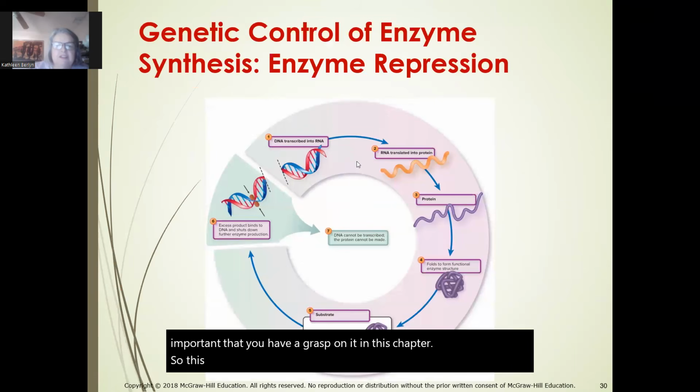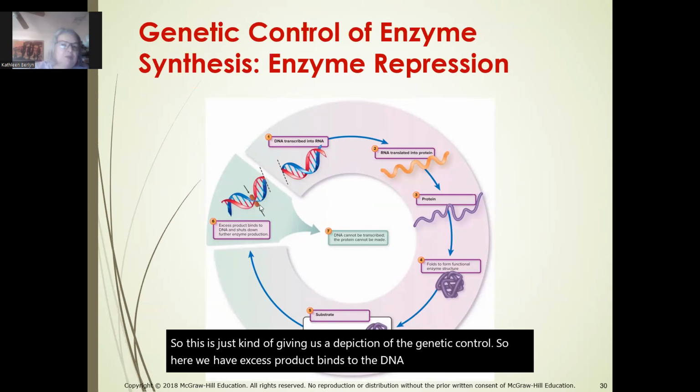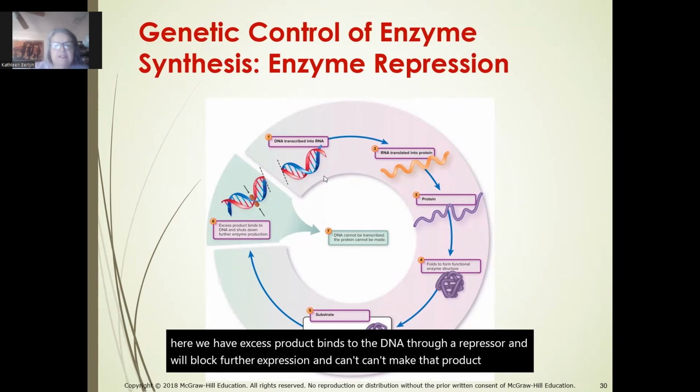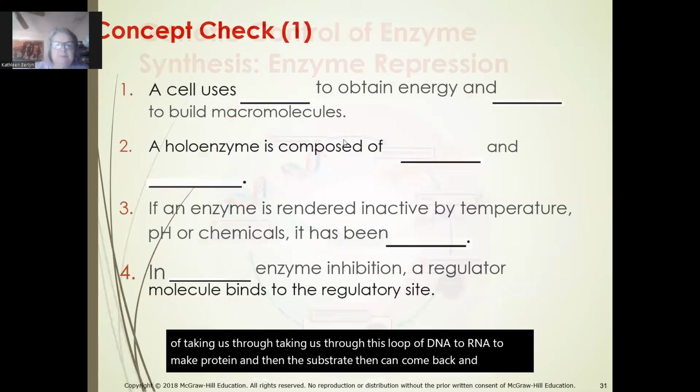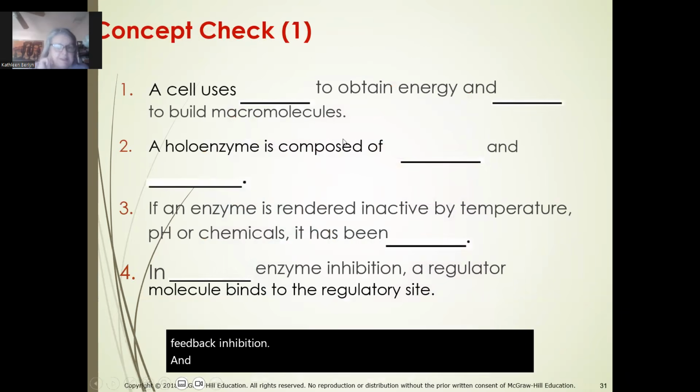So this is just giving us a depiction of the genetic control. Here we have excess product binding to the DNA through a repressor, which will block further expression so it can't make that product. It's taking us through this loop of DNA to RNA to make protein, and then the product can come back and do feedback inhibition. Or do repression, I meant to say.